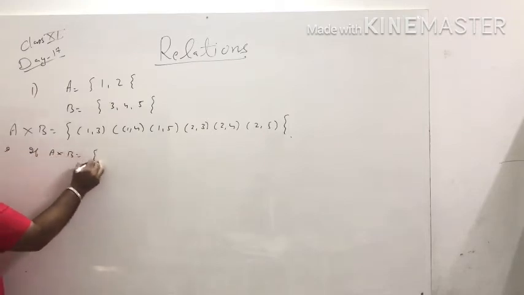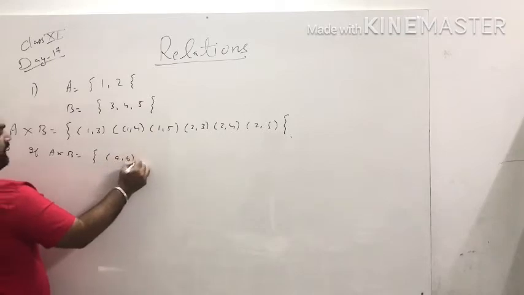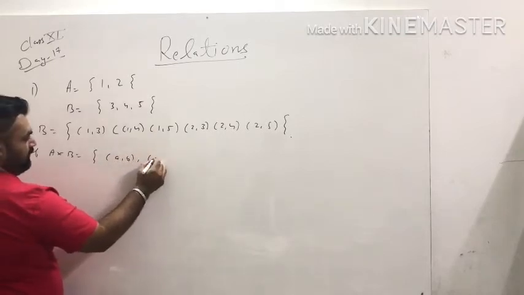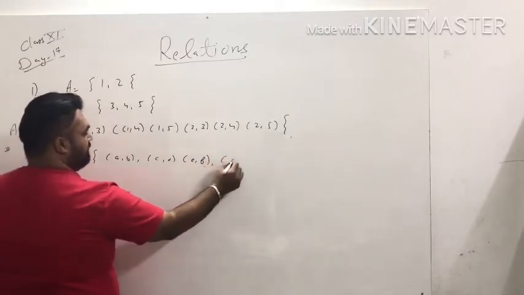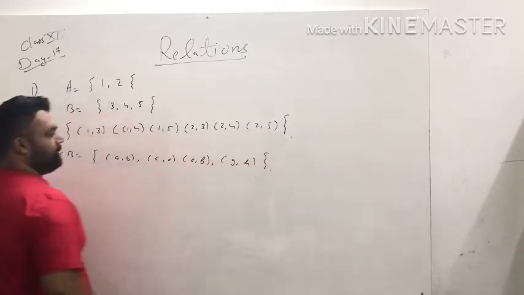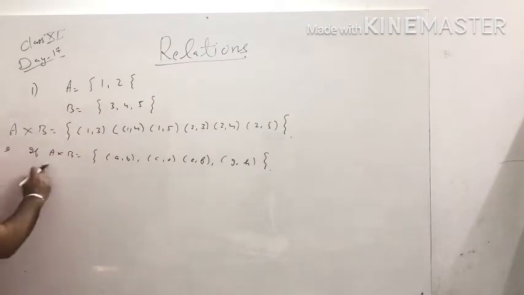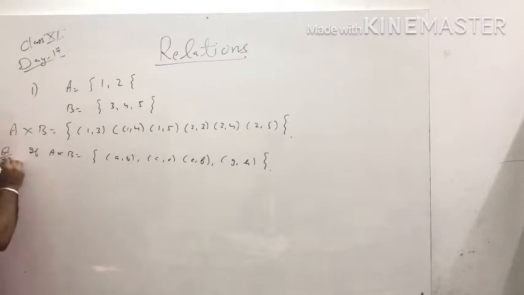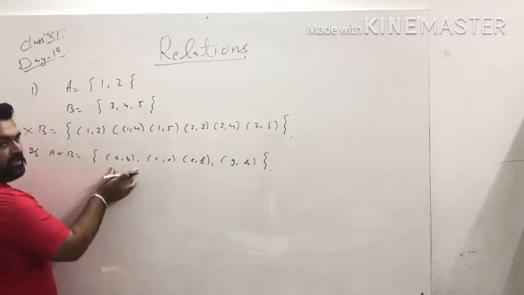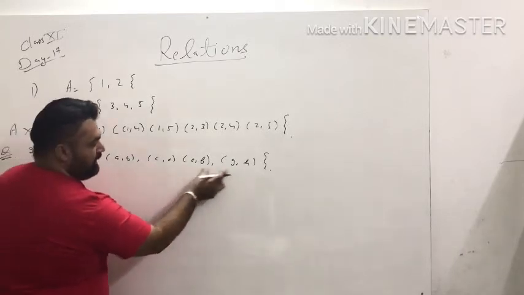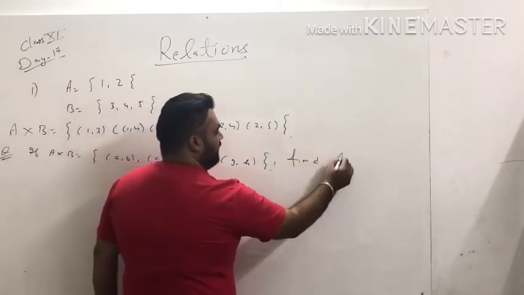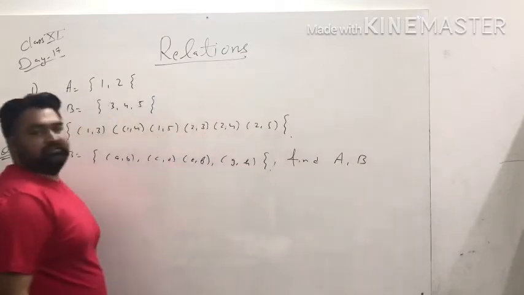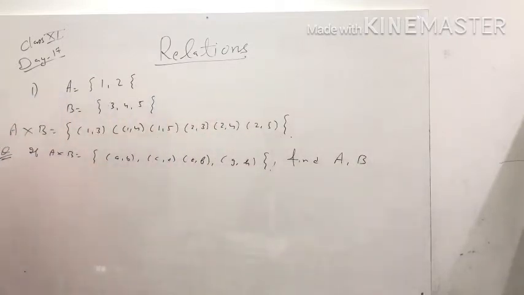A cross B equals (a,b), (c,d), (e,f), (g,h). This is the question: if A cross B equals (a,b), (c,d), (e,f), (g,h), the question is to find A and B. Now what is A, what is B?